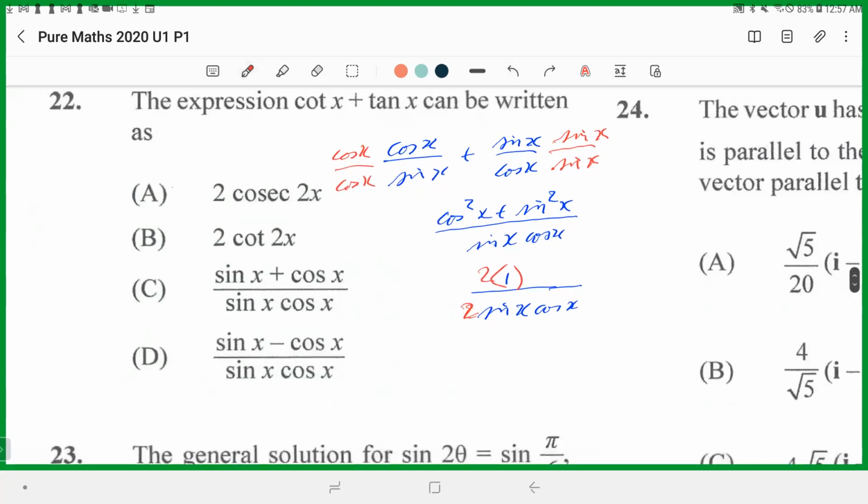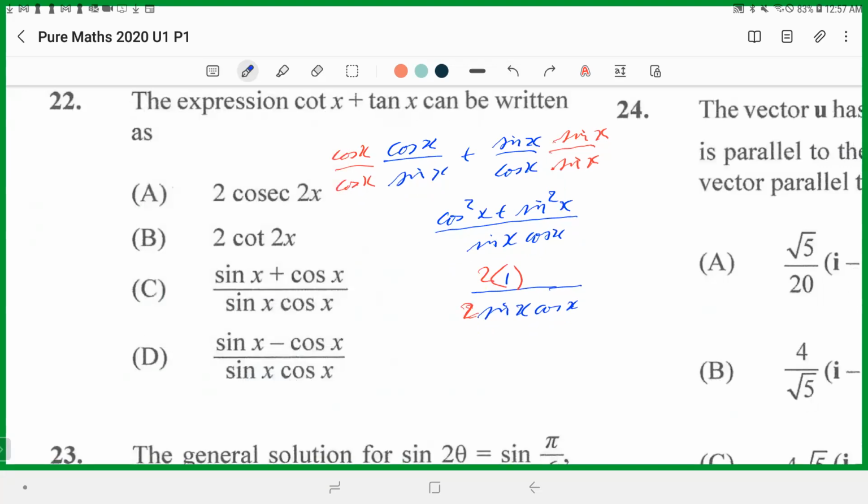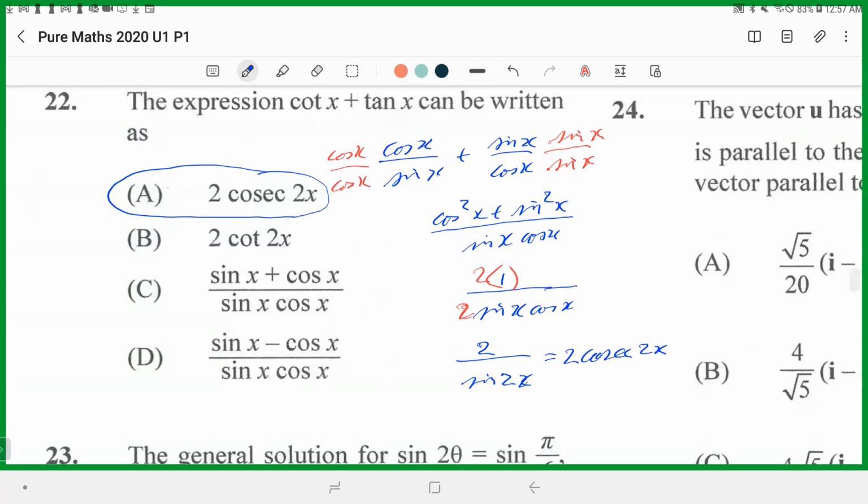You have to know the identity. It becomes sine 2x, and sine 2x is 2 sine x cos x. It becomes 2 over the sine of 2x. And 1 over sine is cosec, so this becomes 2 cosec 2x. That's it.